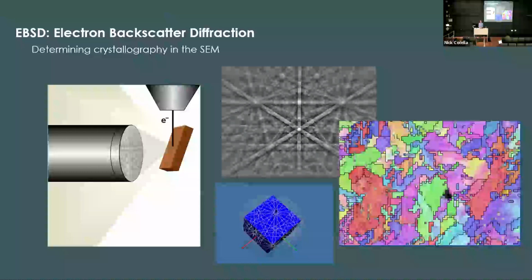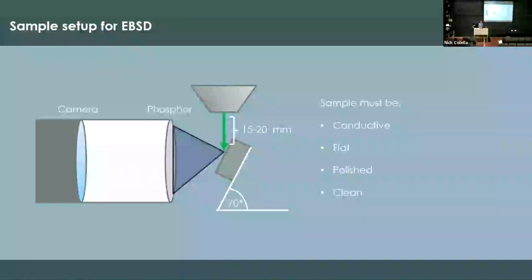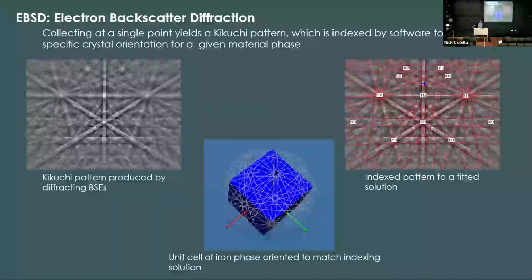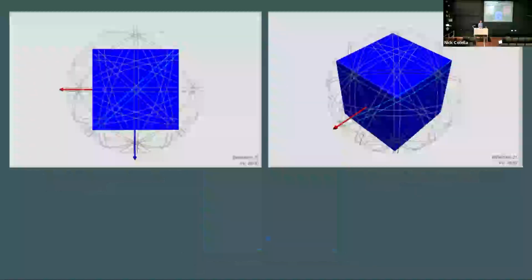Great. I know we are definitely over time, so I'm going to quickly go through another type of analytical capability we have, EBSD, electron backscatter diffraction, which can tell us information about the crystallography of the sample and the orientation of the different crystal grains that might be present in your specimen.